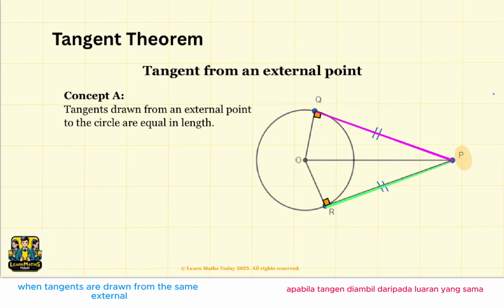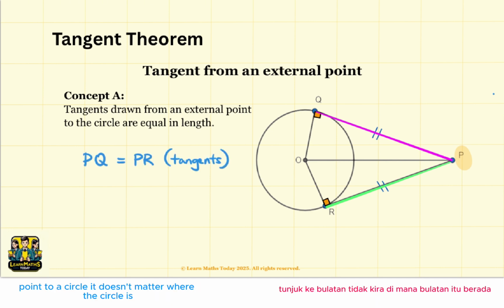This happens when tangents are drawn from the same external point to a circle. It doesn't matter where the circle is or how far the point is. The two tangents will be equal.